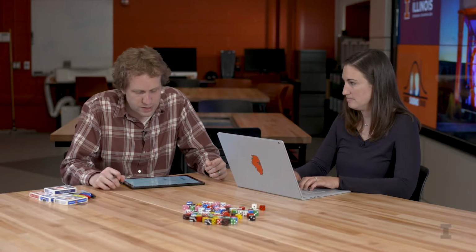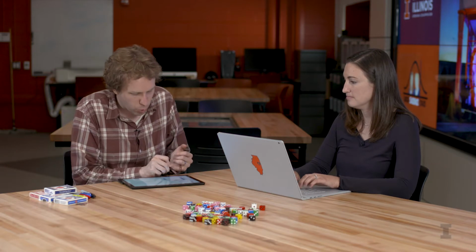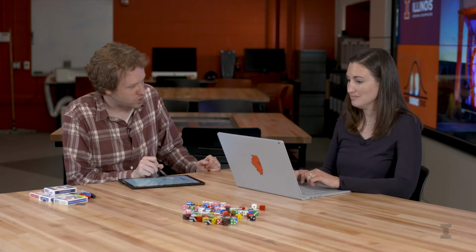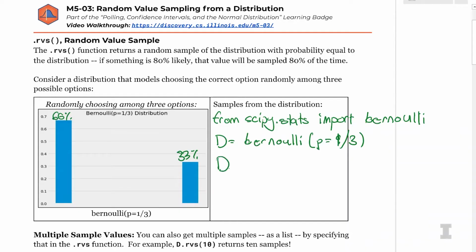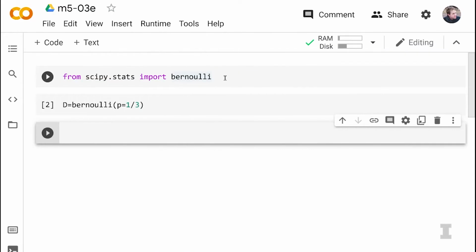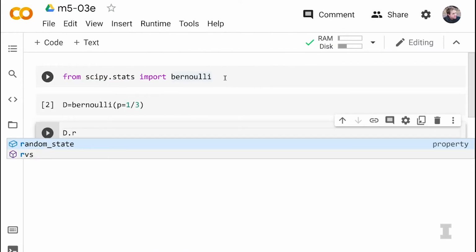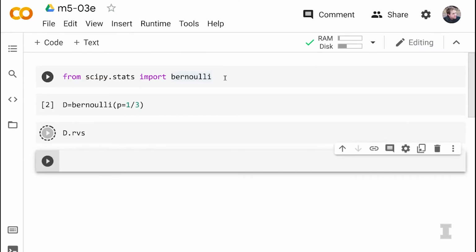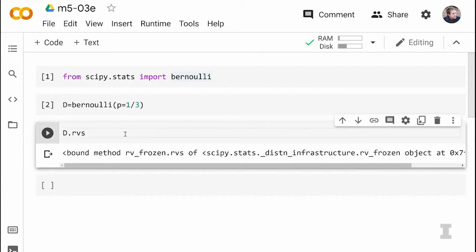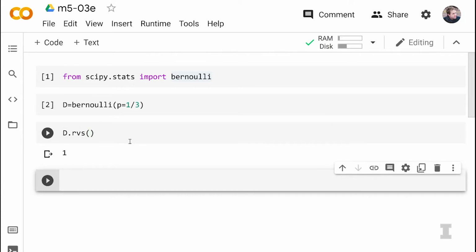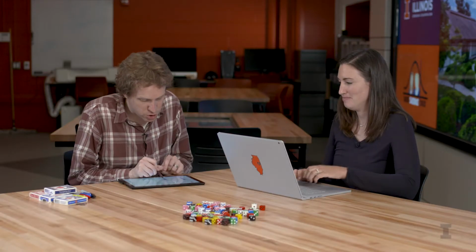And now I want to sample from this Bernoulli distribution. I want to get random values that are either 0 or 1 based on that probability distribution. So to do that, I can simply say D, when I have my distribution, .rvs. So if I do D.rvs, what do you get, Carly? If I do D.rvs, I end up getting a 1. A 1. So we sampled from this distribution getting a 1.